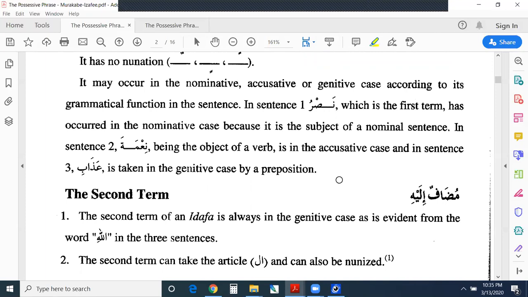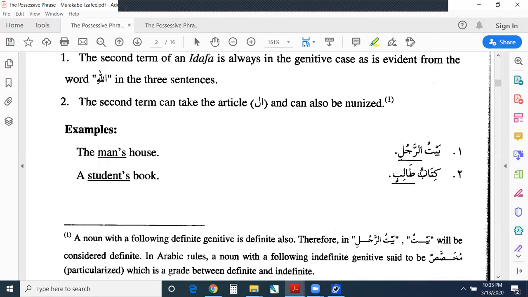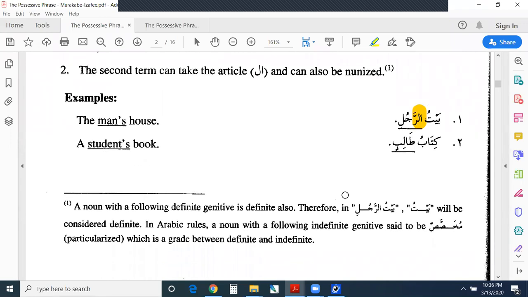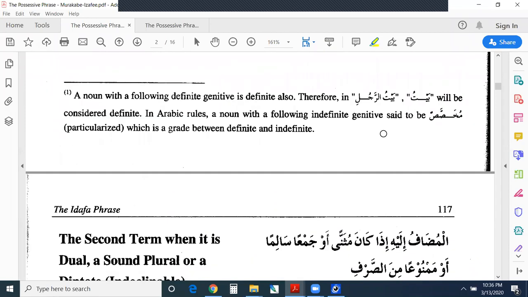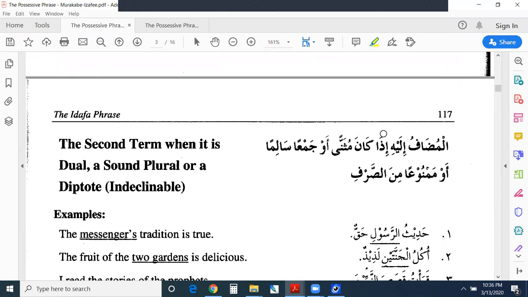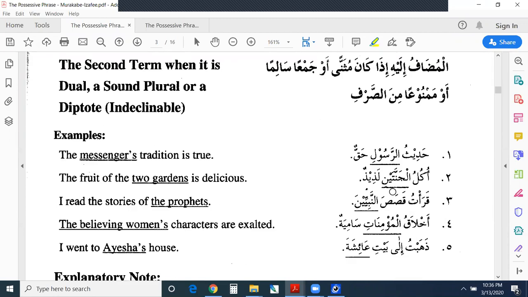I've already summarized that in that one page where I was defining all the rules for mudaf and mudaf ilay. Okay, so let's quickly look at this. Baytur rajuli. What happened here? We are using the al on the mudaf ilay. Are we allowed to use al on mudaf ilay? Yes. So baytur rajuli, the man's house. Kitabu talibin or kitabu talibi, a student's book. Because this is talibin, we can put tanween on the mudaf ilay. There is no rule against that. What is this? Hadithur rasuli haqqun. The messenger's tradition is true.